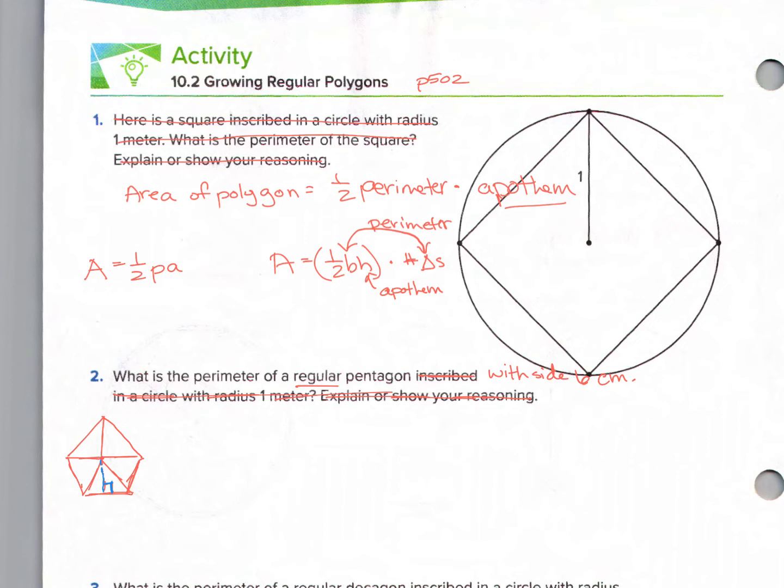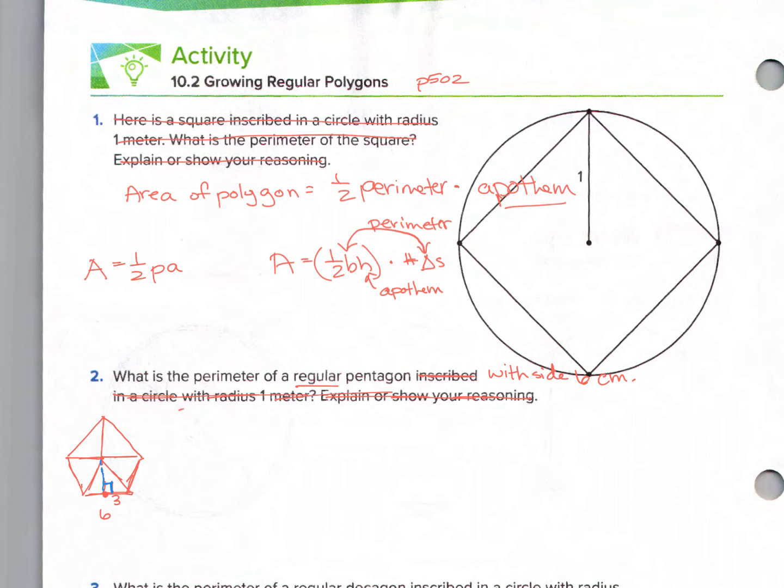So to do this problem, I still need to figure out that blue apothem, and I don't need to figure out my side length this time. I do know the entire side is 6, so this little half right here would be 3. But I still need that blue length, so I'm still going to use my trig on a little half of a triangle.